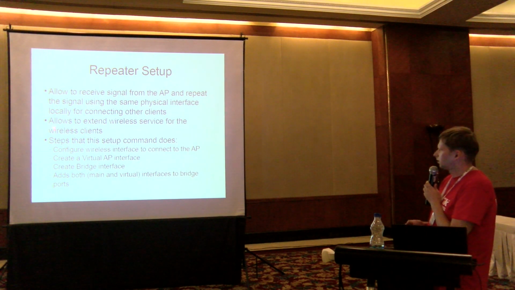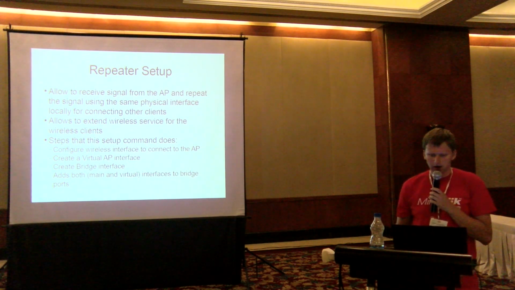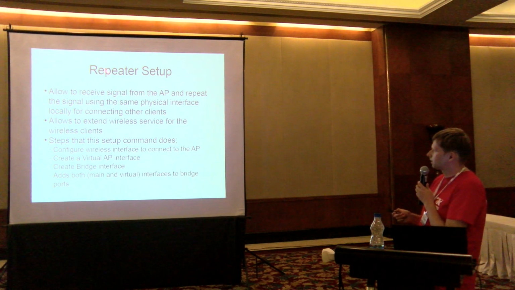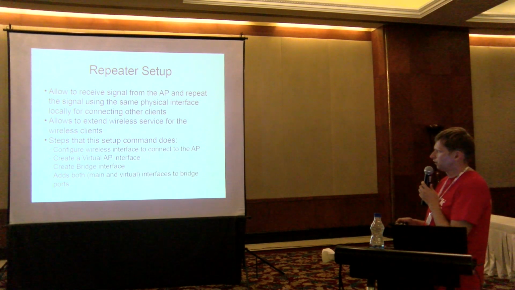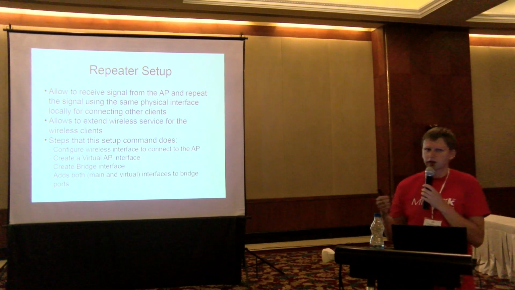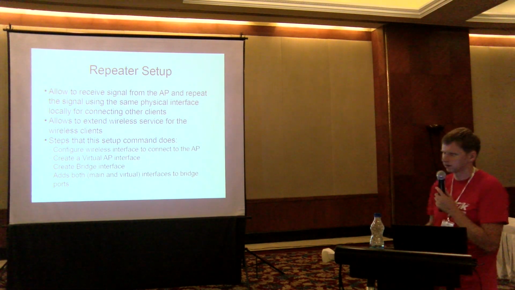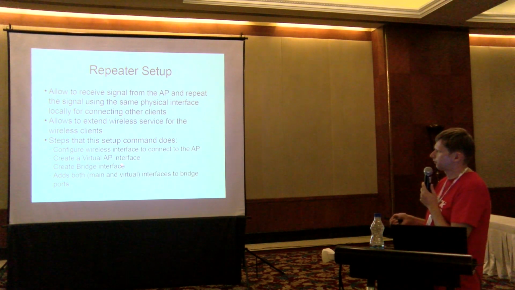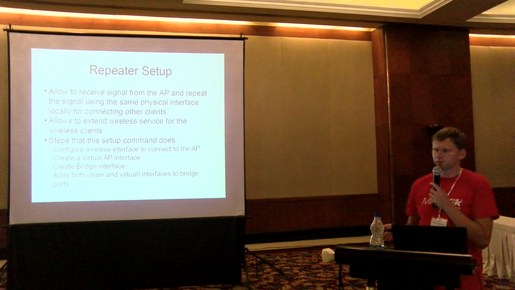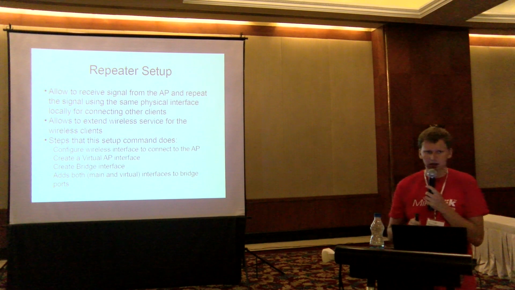Okay, let's continue. So you can use the same physical interface for that. So what does this repeater setup actually do? When you run the repeater setup, it does the following four steps. First, it configures the wireless interface to connect to your access point, to your main AP. Then it creates a virtual AP where you will be connecting your clients. Then it creates a bridge interface, and after that it adds both the physical and virtual interface into the bridge, and you get a perfect repeater setup.